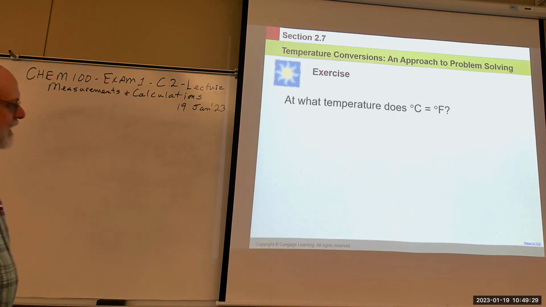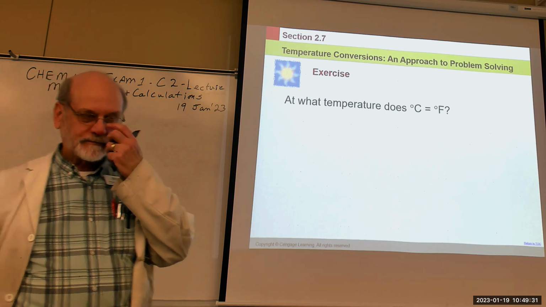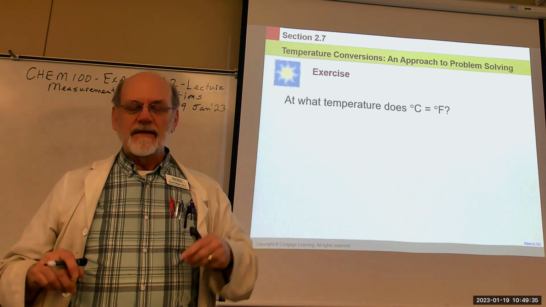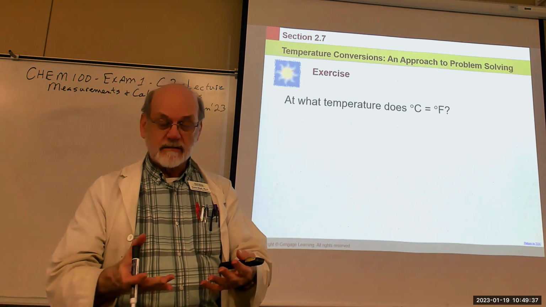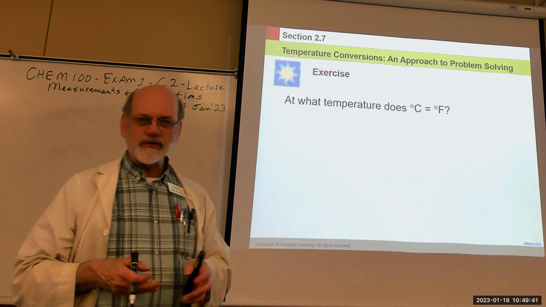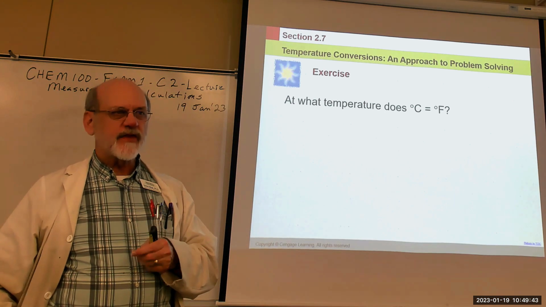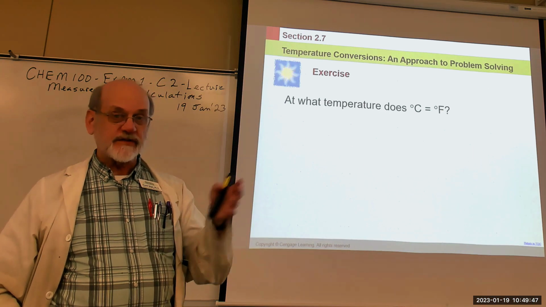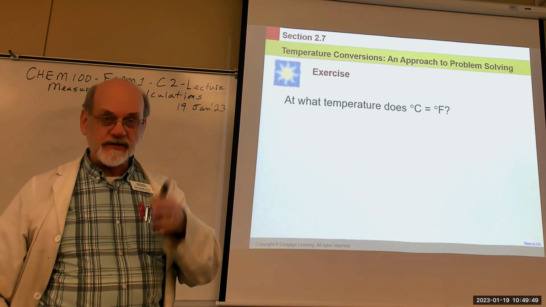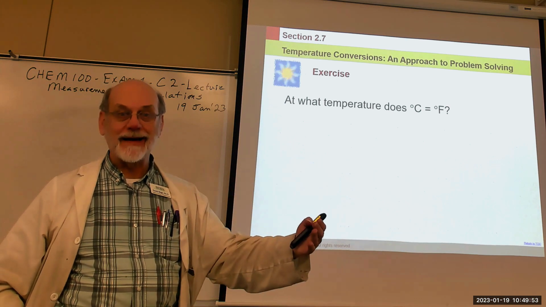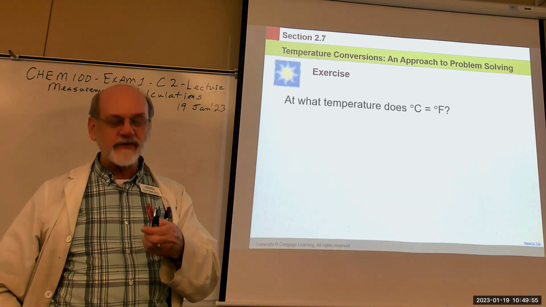Okay. Here's another interesting problem. You've got two different systems, and there's an equation that converts between the two. But the interesting question is, is there a value in each system, like so many degrees Celsius, that is exactly equal to the same number of degrees in Fahrenheit? How would you answer that question?